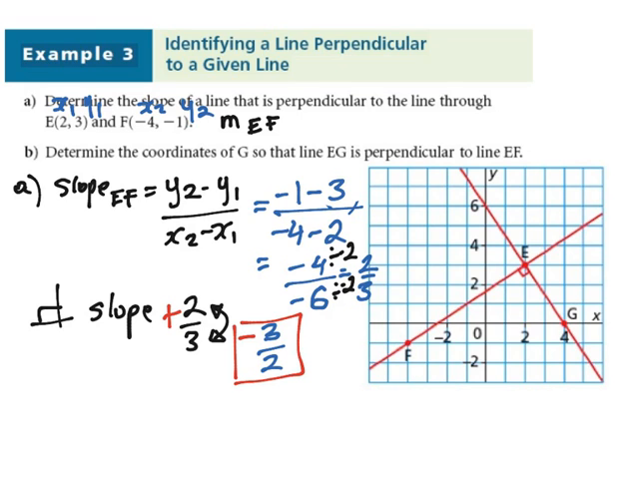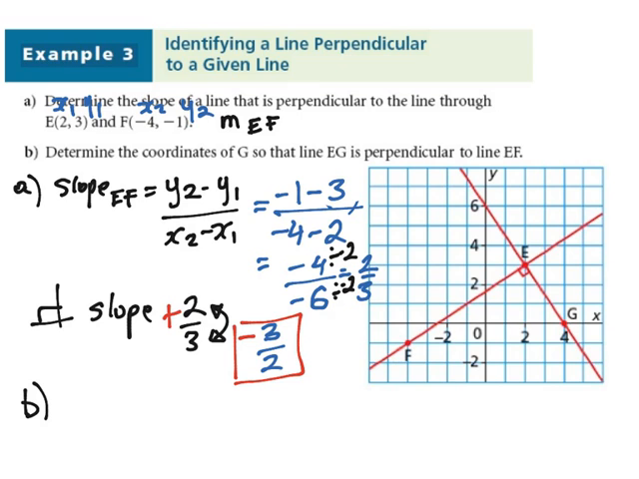The next part is to determine coordinates of G so that the line EG is perpendicular to EF. Now, this point G is anywhere on this line right here. So even your book says that this is the point, but actually really it's any point on this line. And we'll find at least one of these points.